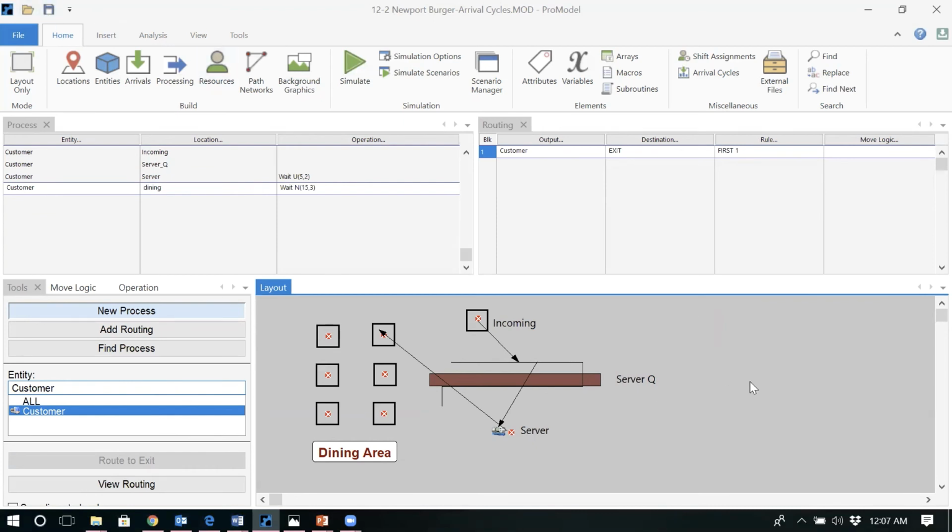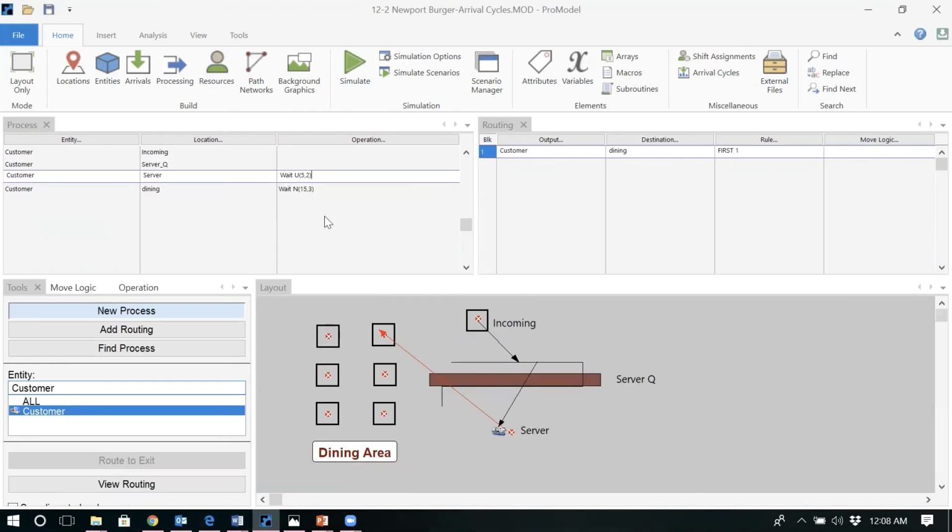Make sure to save your model before you proceed, guys. And I want you to pay attention to the fact that since the default unit of time in the system is hour, if these processing times are in minutes, do not forget to put the minute next to them, because the default unit of time is hour, okay? So now we are ready to run the simulation.